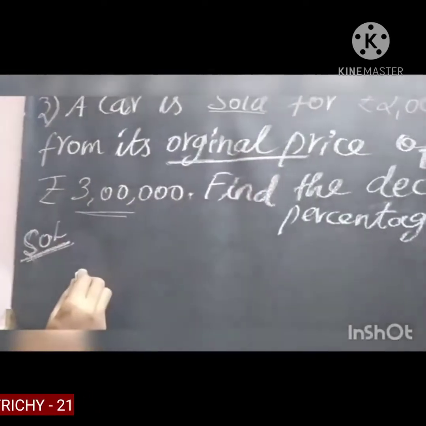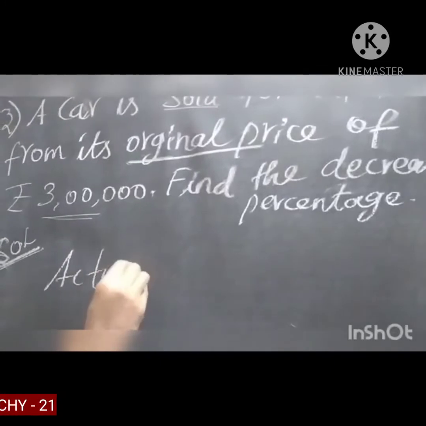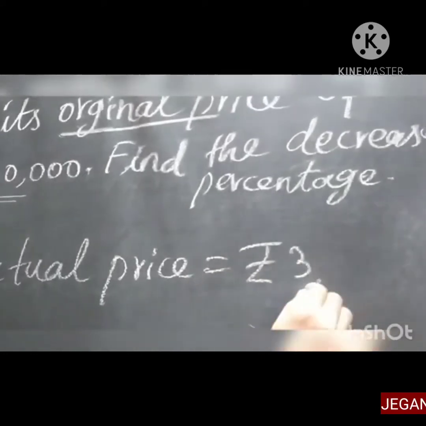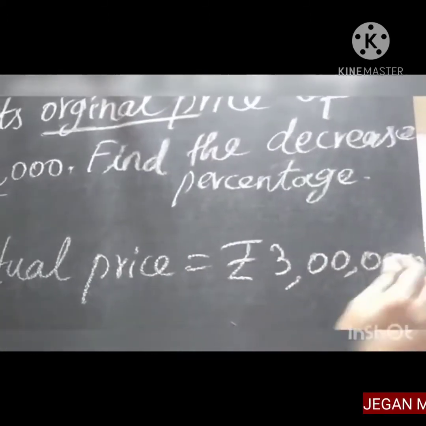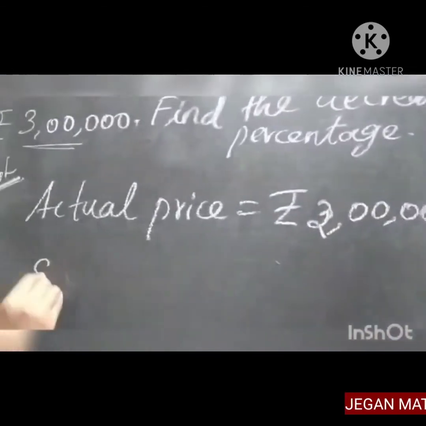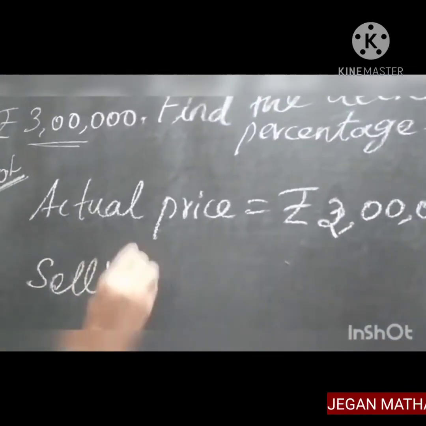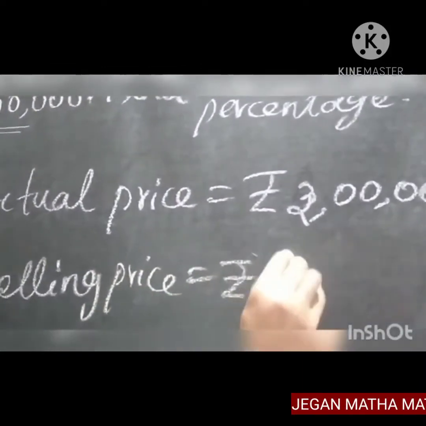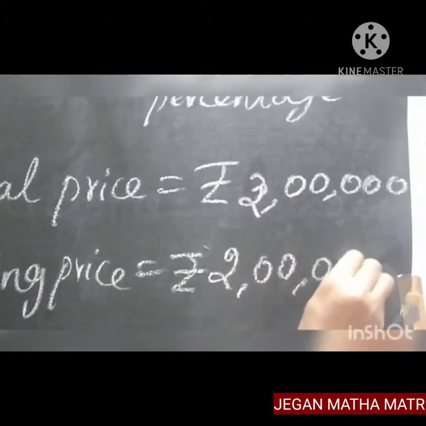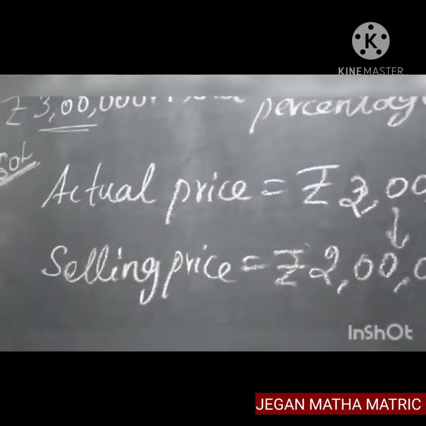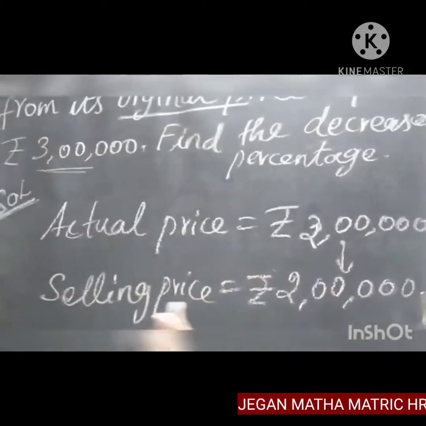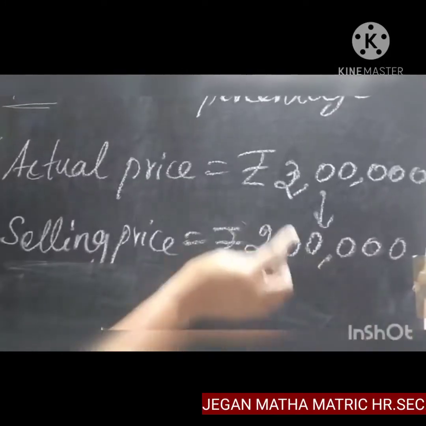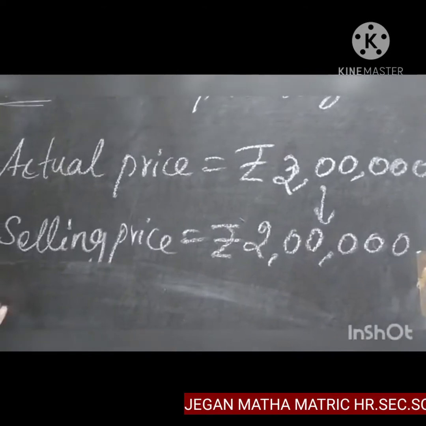So the original price, that is actual rate. Actual price of a car, okay, rupees 3 lakh. So that is next, selling price is given. A car is sold for, so selling price of a car rupees 2 lakhs. So this one is decreasing, value is decreasing from the actual price. Actual price 3 lakhs, selling price is 2 lakhs. So the amount of decreasing, how much you have to find out. Decreasing amount.